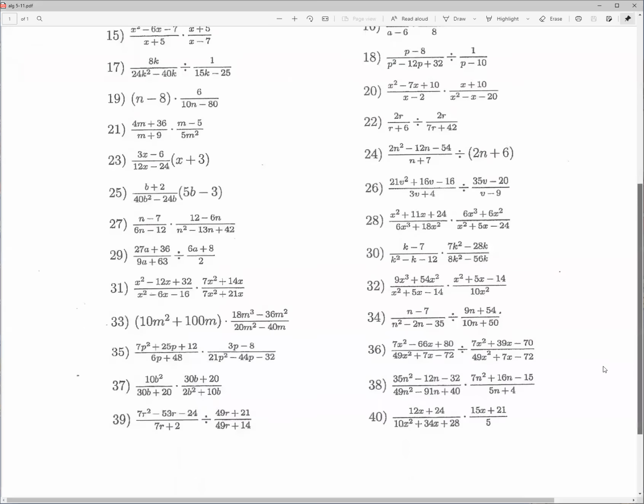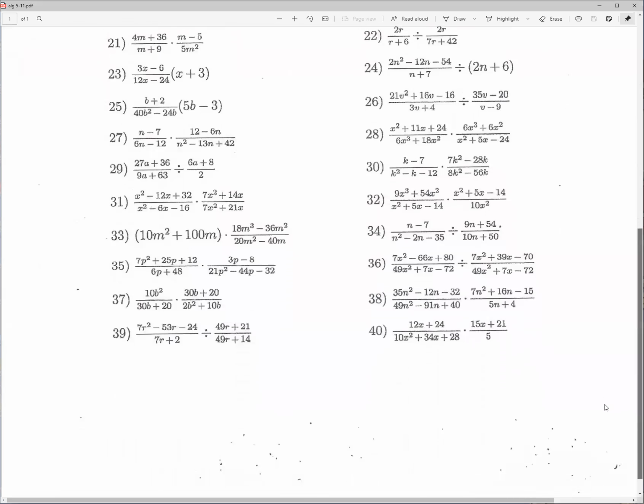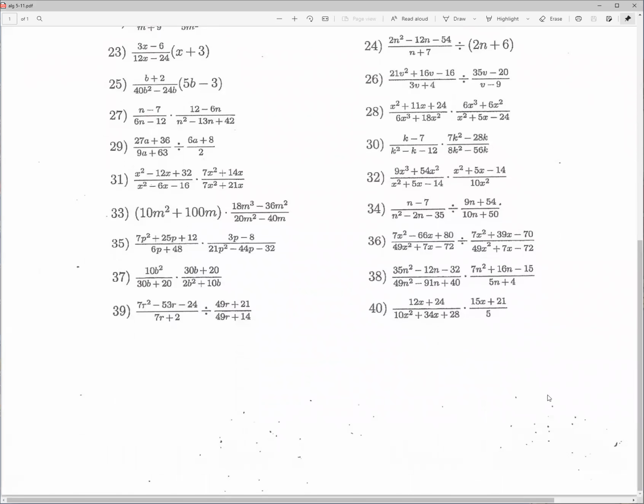Now there are more problems if I scroll down, and they start to look uglier as we get further down here. But they're really the same thing over and over again. So just to pick off a couple for demonstration purposes, let's take a look at number 35 here. So 35 is going to be an awful expression to factor: 7p squared plus 25p plus 12.